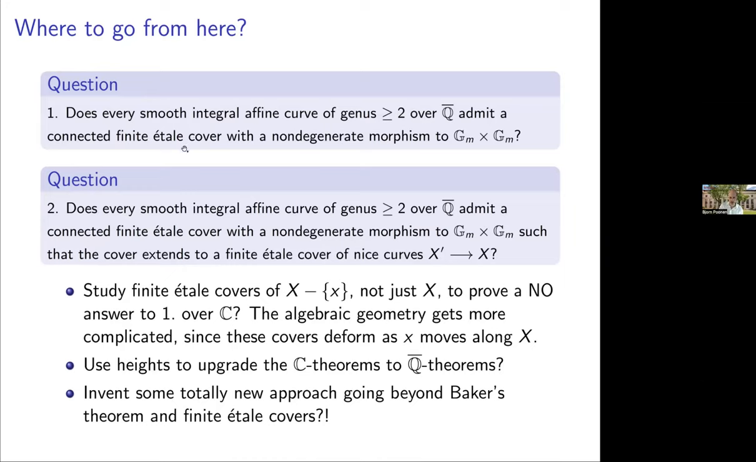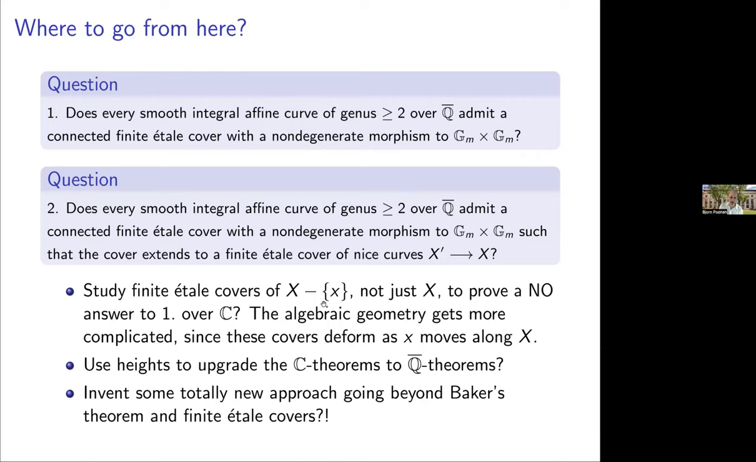In other words, we'd be looking at covers of the nice curve that are allowed to ramify above the punctures. So there are more of those, and there's still some hope that you could have some generic construction involving those covers, to which you could apply Bilu's theorem. So it'd be nice to be able to study those finite étale covers of this punctured curve, not just X.